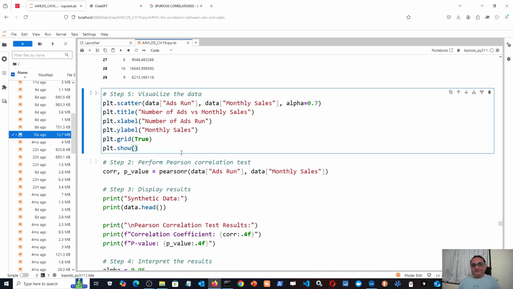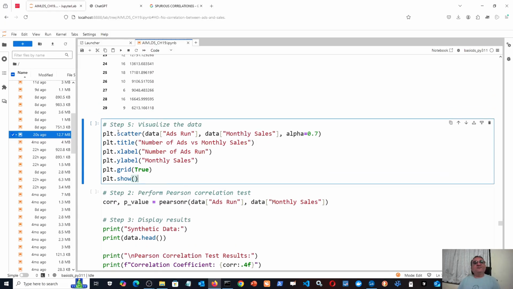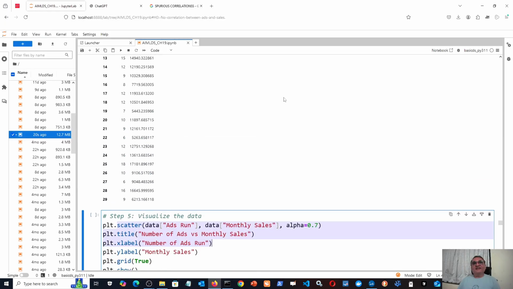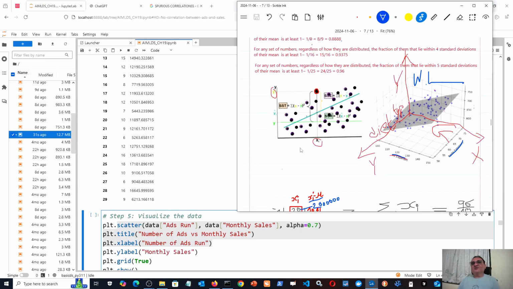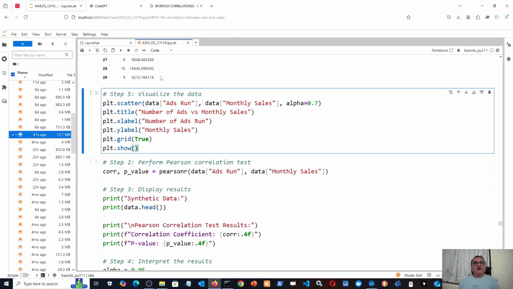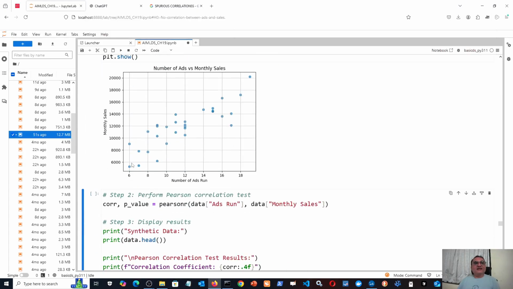First you can decide visually. You can plot a scatter plot, and if there is a positive correlation, you will see this kind of thing. On this axis you will see the number of ad runs, and on the y-axis the monthly sales. If you see this kind of trend, that means as the ad runs increase, the sales also increase. So let us plot a scatter plot, and you see that it is that kind of trend. You can roughly pass a line like this. So as the number of ad runs increases, monthly sales increase.